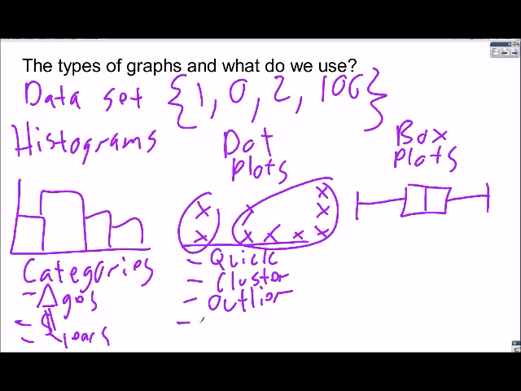And then it's really good if we're going to add data, because if I go to my histogram and I add something, I have to erase this and redraw it. But if I have a dot plot, I just add it to it. And what's really useful for that is we can say, hey, is that new data part of the dot plot, or is it way over here and has nothing to do with what we're talking about?